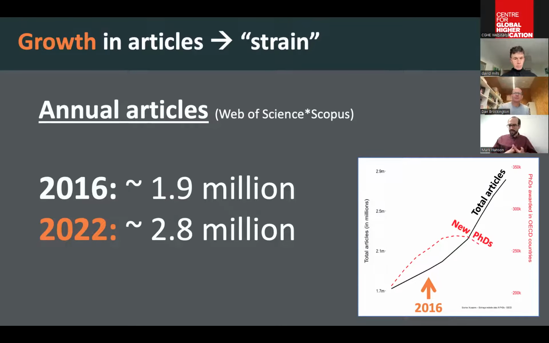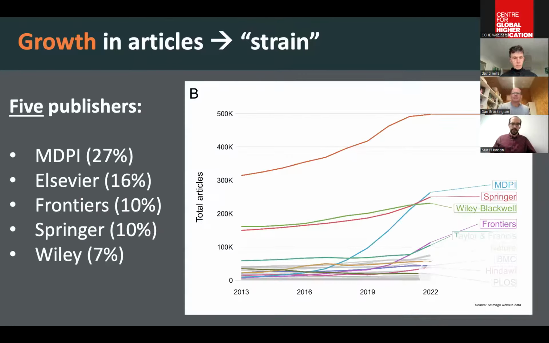And in 2016, just to give a sense of magnitude for this issue, there were 1.9 million articles indexed by both Web of Science and Scopus. In 2022, that had ballooned up to 2.8 million. And the number of actual practicing researchers doing the writing, the editing, and the digesting of that information has not really changed that much. And that's why we call this strain. We're all doing a lot more work in terms of writing and reviewing and reading these articles per person. And so we're kind of overworked, even just relative to 5 years ago.